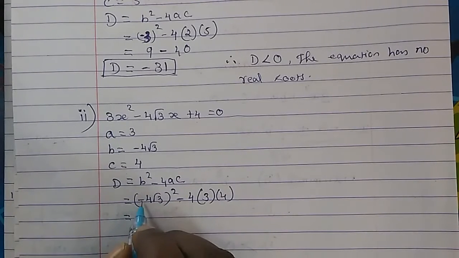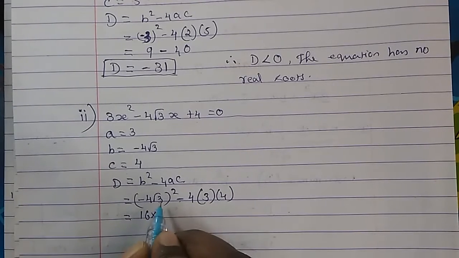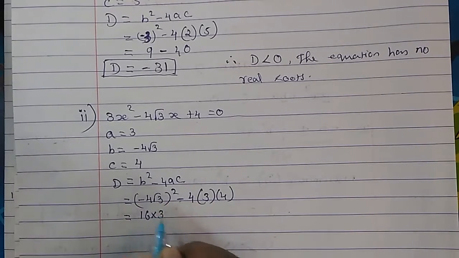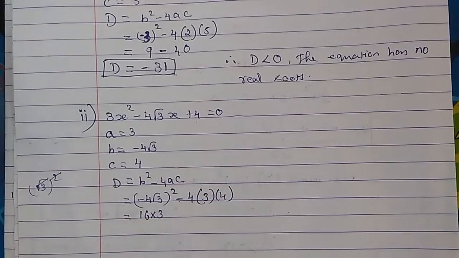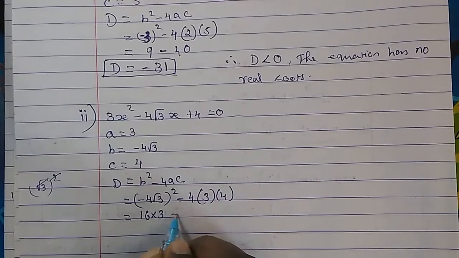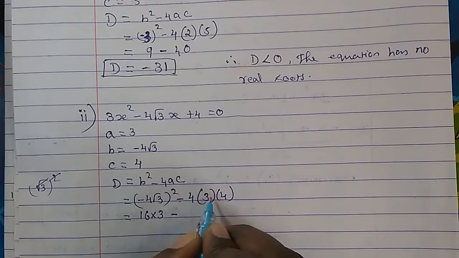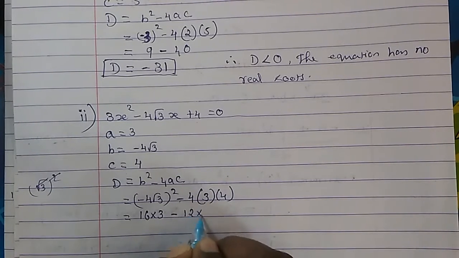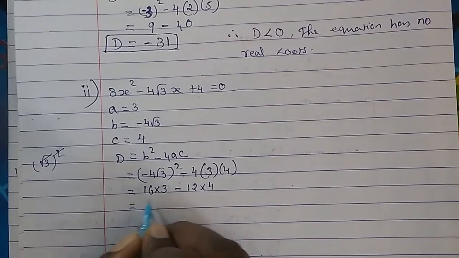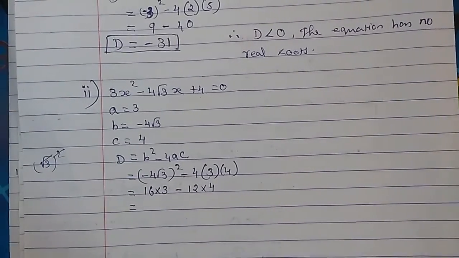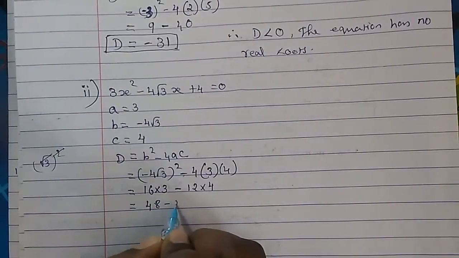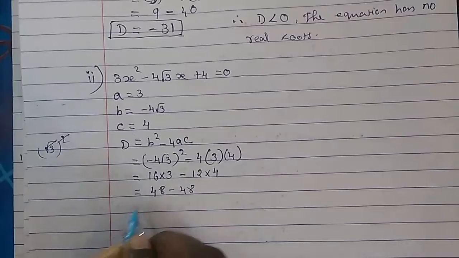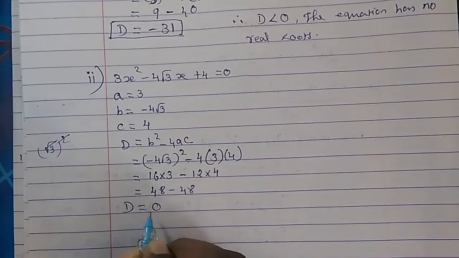So when we square it, this becomes plus, 4 square will become 16 and root 3 square will become 3, because I told you root 3 square means the root will go, we get 3. Minus 4 3s are 12, 12 into 4. So if we solve, we'll get 48, 48. So that means 0. So d value is 0.